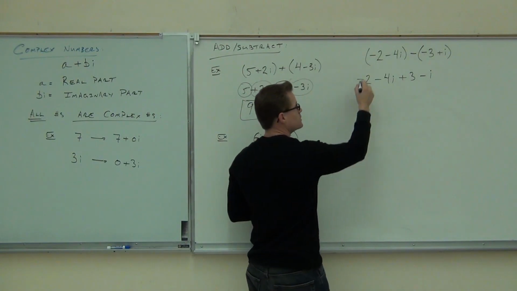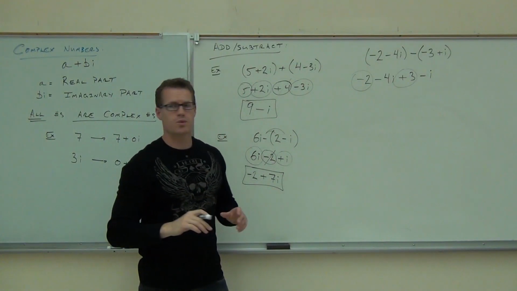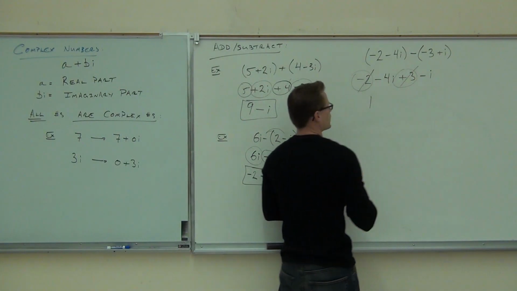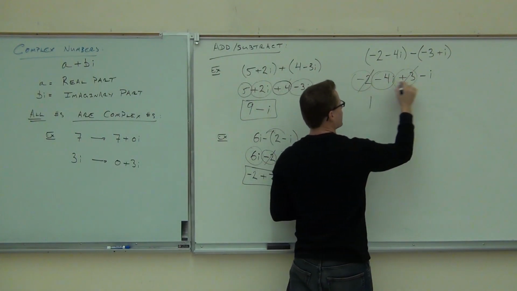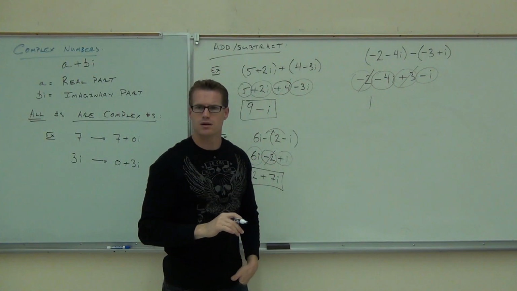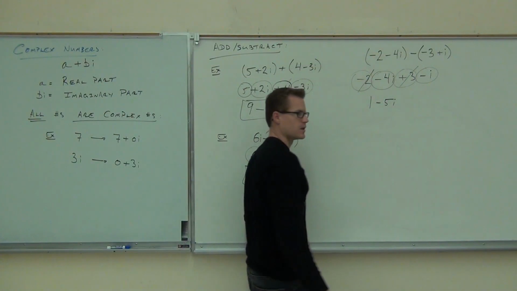Because now all you've got to do is combine some like parts. We do our real parts first. What's our real part going to be, everyone? Okay? And then I have a minus 4i and a minus i. You're basically combining like parts here. You're going to get what? Can't go any further than that. That's it.